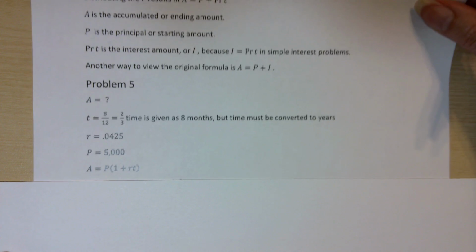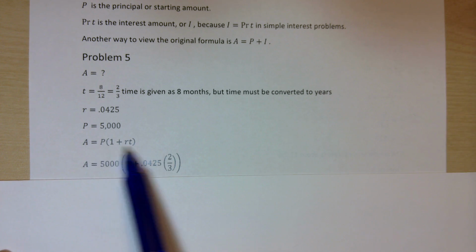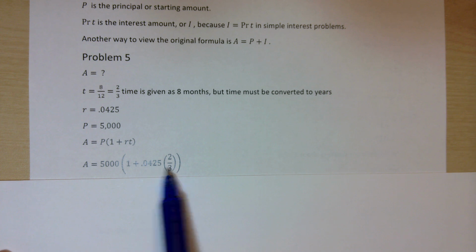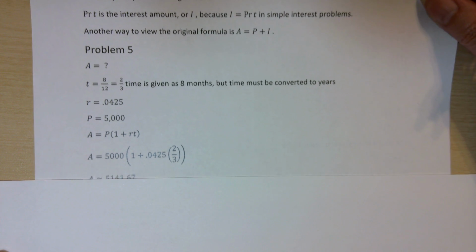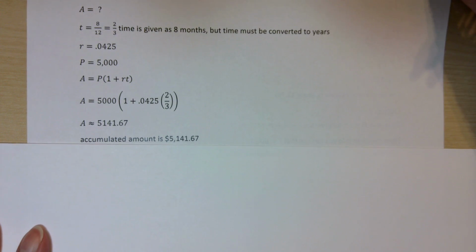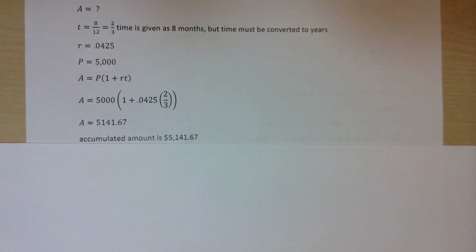So in this problem, this is just a straight plug and chug because we're given everything except A. We were given P, R, and T, and then just do the math. It's really easy to make a mistake though, so just be careful when you do the math that you don't do anything silly. And then you find out that the accumulated amount is $5,141.67.